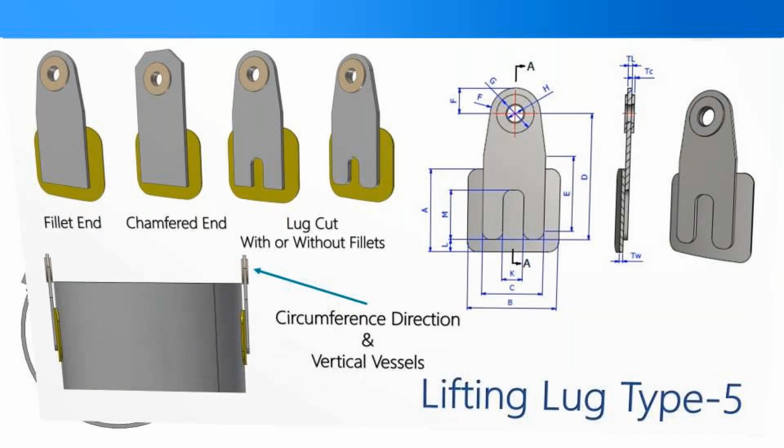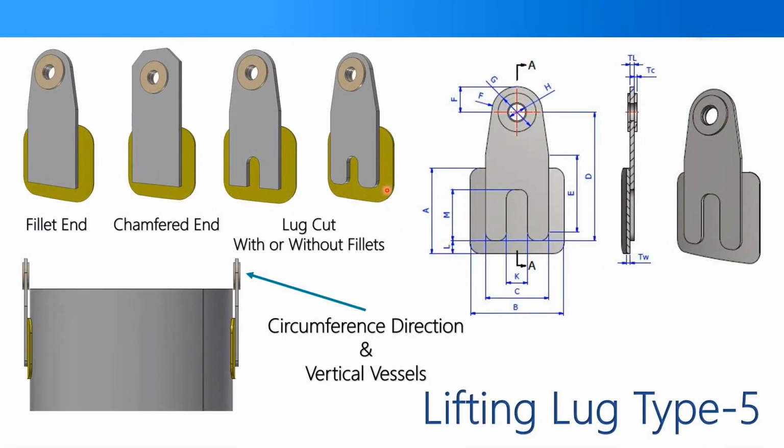It's available. It's not common, but it's available in SEG. This type is common for vertical vessels. You can figure that in the same type, you have the ability to make the end with a round or with a chamfer. You can make the lug with a straight end like this or with a cut, and you can make this cut with fillets or with sharp edges like this. You have the ability to add a cooler and wear plate. It's an option.